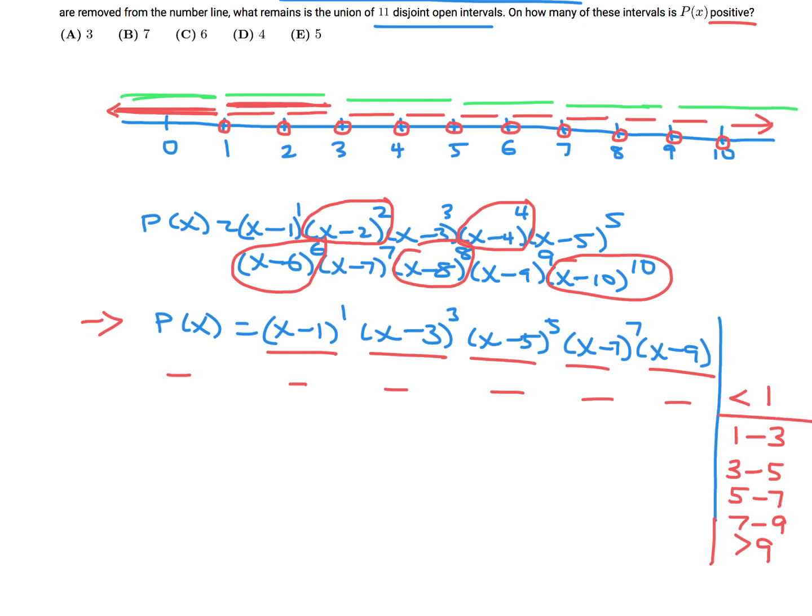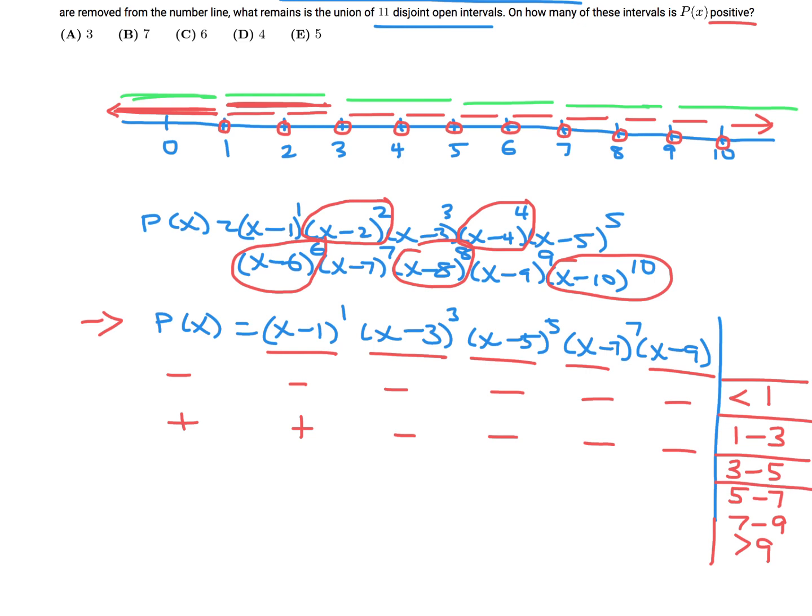If I go to the next interval, 1 to 3, so like 2, for example, this will be positive, but all the other ones will be negative. And then the end result will be positive because you're multiplying a positive times a negative times a negative times a negative times a negative. You guys understand?